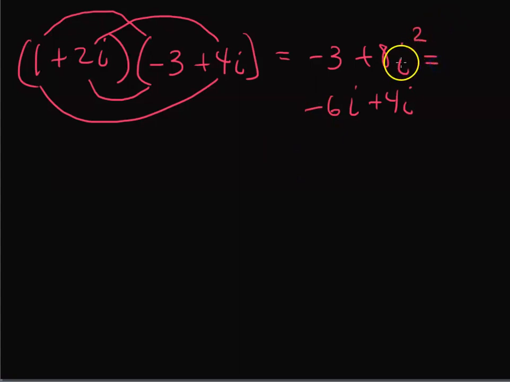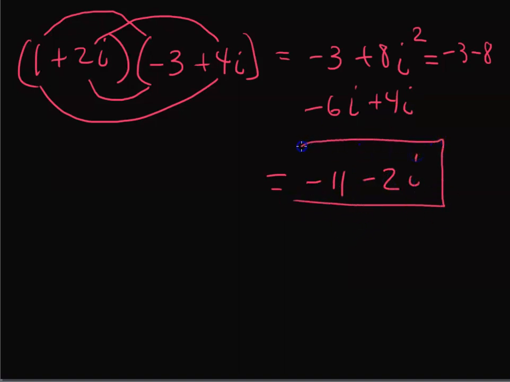Remember, i squared is the same as a negative 1, so this is not 8. This is negative 3 minus 8, or a negative 11. Negative 6, positive 4, so negative 2i. So the product of those two is like FOIL, but it's first, last, inner, outer, FLIO or something like that.